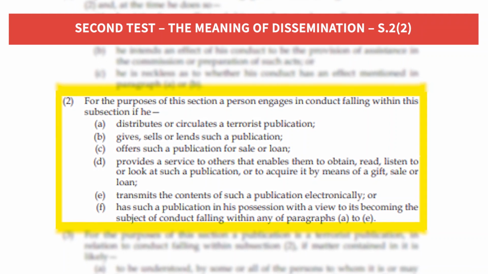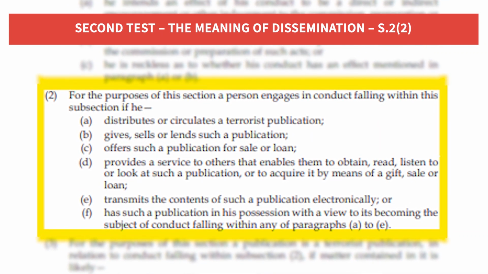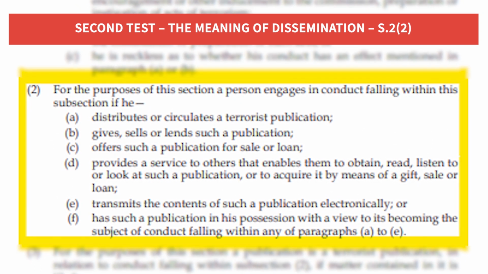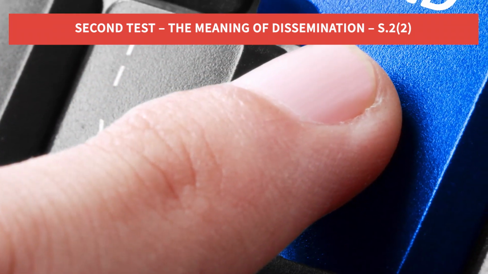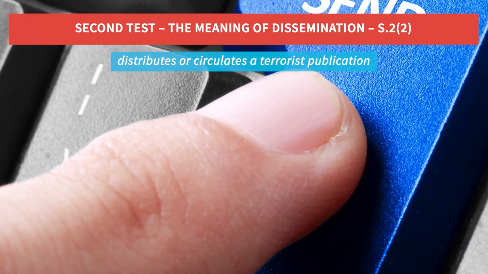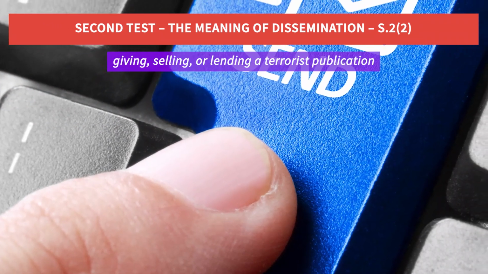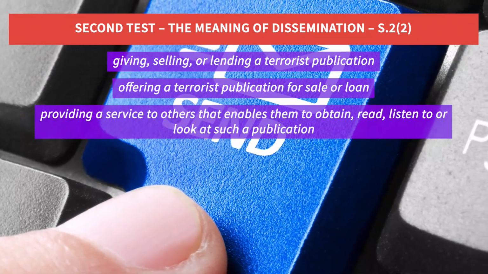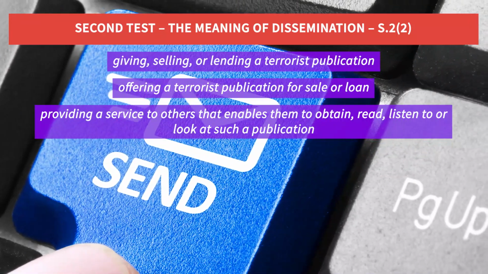Once it has been determined that the publication is a terrorist publication because it either encourages terrorism directly or indirectly, or is useful to a would-be terrorist, the second test concerns the meaning of dissemination. Now that's quite easy to understand. Dissemination is if a person distributes or circulates a terrorist publication, and this can be done in a number of ways, such as giving, selling or lending a terrorist publication, offering a terrorist publication for sale or loan, providing a service to others that enables them to obtain, read, listen to or look at such a publication.